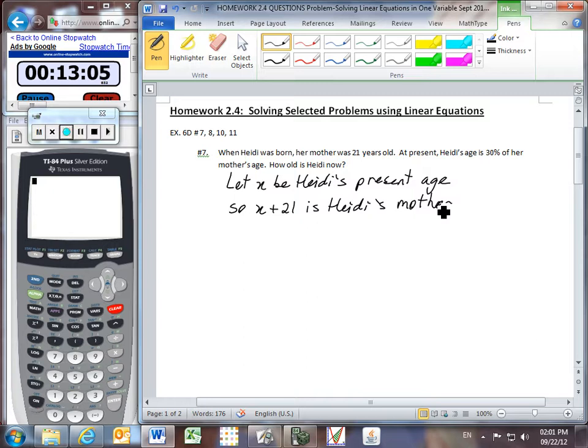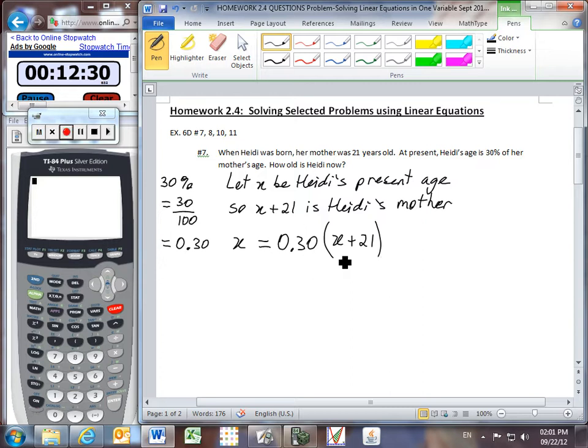Now at present, Heidi's age is 30%, let's think about 30%. 30% means 30 for every 100. And if I write that as a decimal, that's 0.30. So x is 30% of, the word of means multiplied, her mother's age. 30% times x plus 21. And now we've done the hard work, we just need to solve this linear equation.